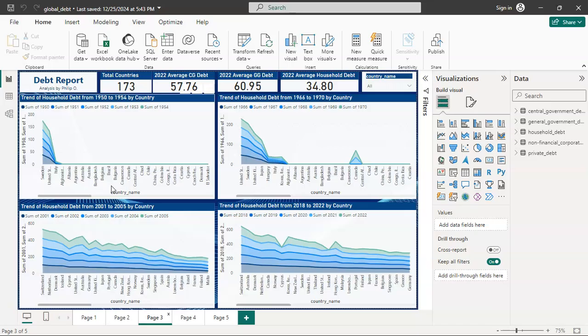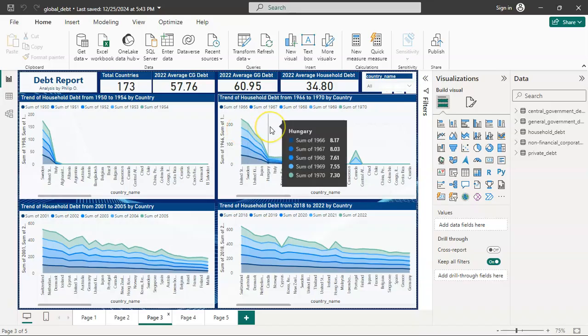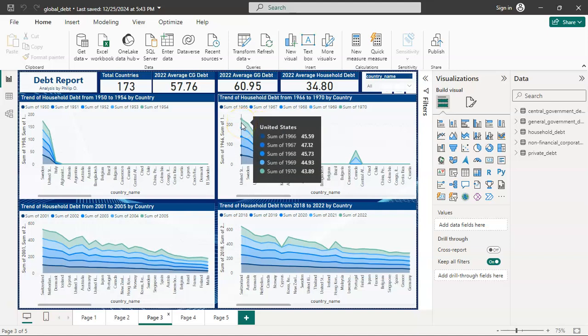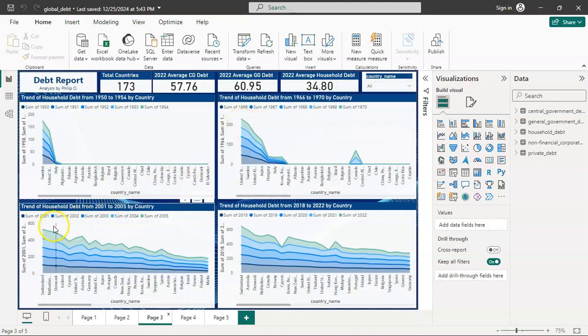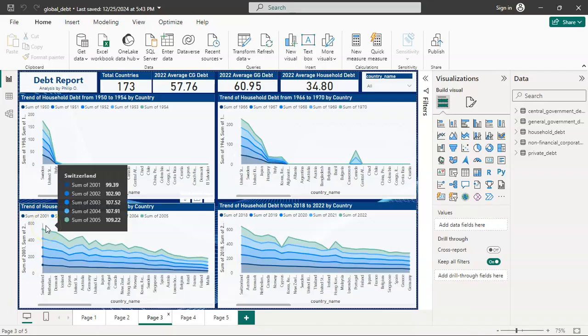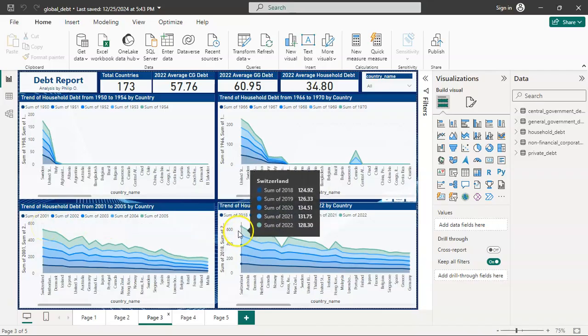These are just general household debts by countries, and the first one is from 1950 to 1954, and the country here is Sweden. The trend of household debt from 1966 to 1970 by countries is United States. Also from 2001 to 2005 by countries is Switzerland, and from 2018 to 2022 is also Switzerland.